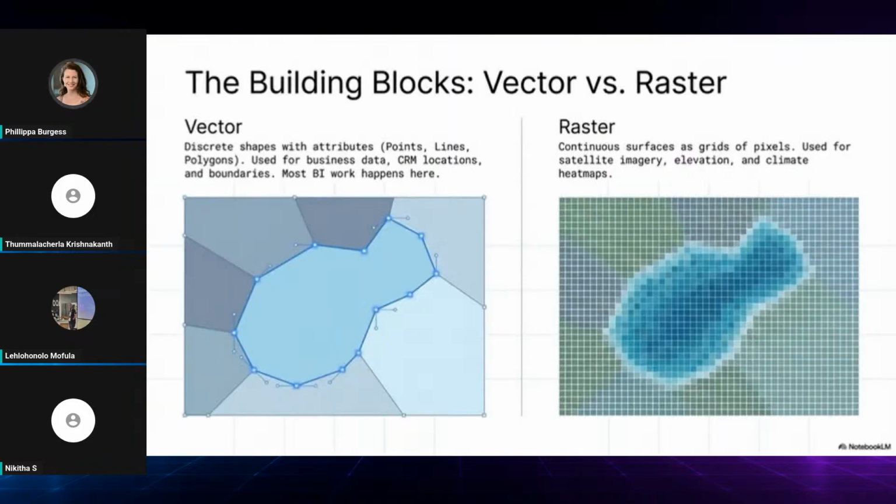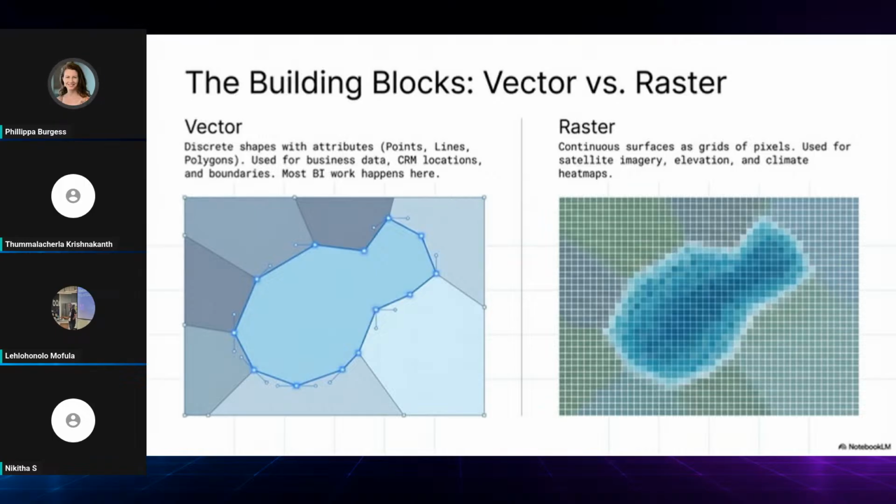And those are referred to as vector data. So anything that's a point, line, or polygon is a vector. It's used for business data, CRM locations, boundaries. Most of your BI work is going to happen here in points, lines, and polygons. I also want to say that when you do a heat map, you are actually working with points. It's just a different visualization of it, but still vector data.